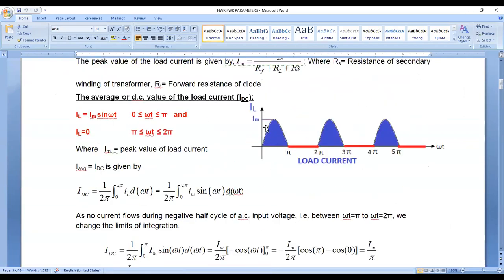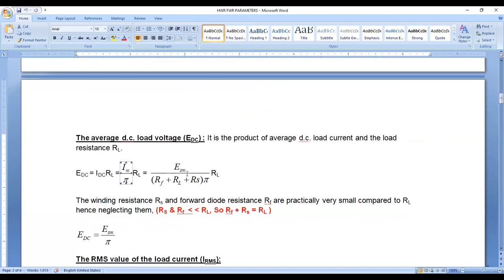Already discussed here. See here. This is the maximum value of the current. Similarly, the maximum value of the voltage will become ESM. If it is a current waveform, IM. If it is a voltage waveform, ESM. Okay, secondary maximum voltage.